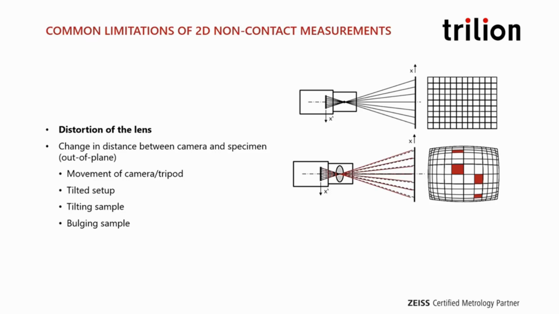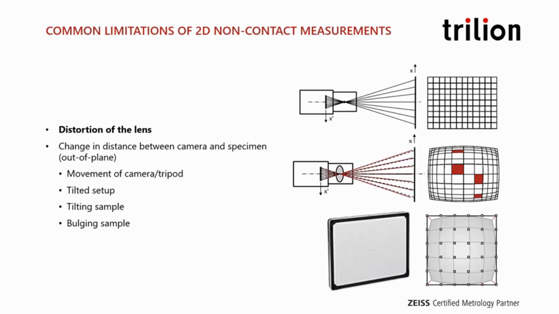So like it's highlighting here, right? The movement of the camera and the tripod in relation to the sample, whether the sample itself is tilted, whether you have certain areas that are within the field of view, or there's certain areas that may be bulging, or may be a factor of the lens itself that you're using within the camera.